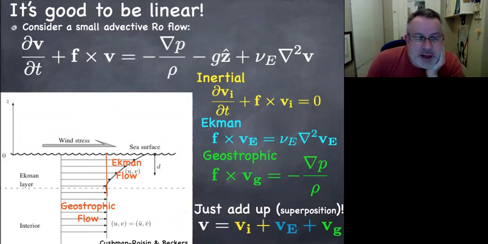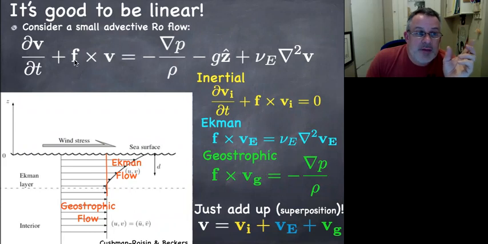Well, what if we have a total velocity that's just the sum of the solution to the inertial oscillation equation plus the solution to the Ekman equation plus the solution to the geostrophic equation? Well, the Coriolis force in each of those, f cross V_inertial, plus f cross V_Ekman, plus f cross V_g, because that's a term that's linear in velocity, it just distributes over all three. So I have f cross the sum of V_I plus V_E plus V_g. So this term just becomes the sum of the three terms.